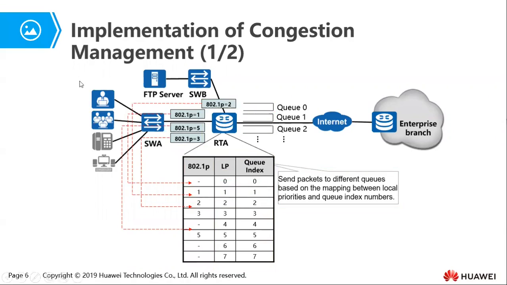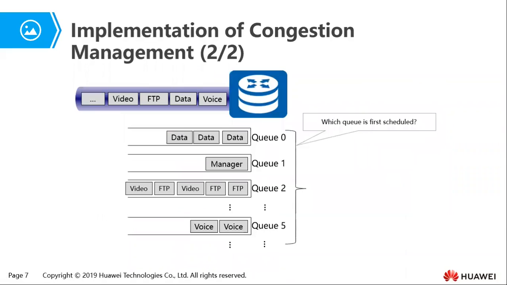Now let's look at the next step. Local priorities are also referred to as internal priority. It's also important to remember that. So please remember that. Okay. Just an example here. We have packets that are coming into the router. So we have voice packets, normal data, FTP packets, video packets.